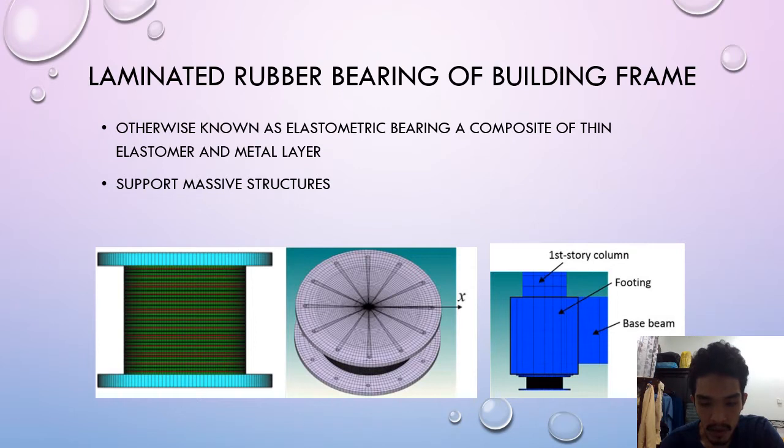As an example, as you see from the picture, the lead rubber bearing will be placed under the footing of the column of the building. So for my project, I will be investigating lead rubber bearing.